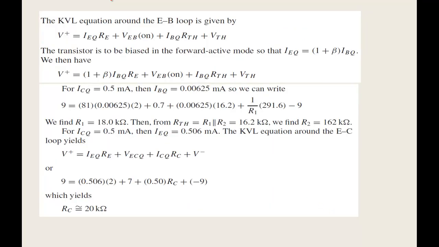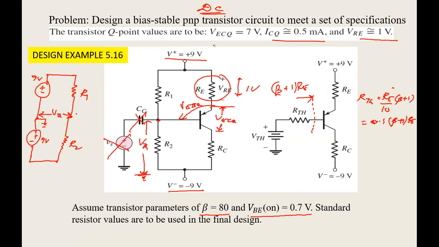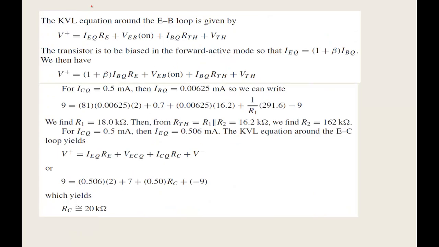So what we have here is that when we put a loop current, KVL in the EB loop. EB loop is here. This is the KVL, this is the EB loop. That's my EB loop. So V plus IE RE plus VEB plus IB RTH plus VTH is equal to 0. Or in other words, how will I write? V plus is equal to IEQ RE, VEB, IBQ RTH and VTH. So this is where I need the RTH value, I know; the VTH value I have just found out.